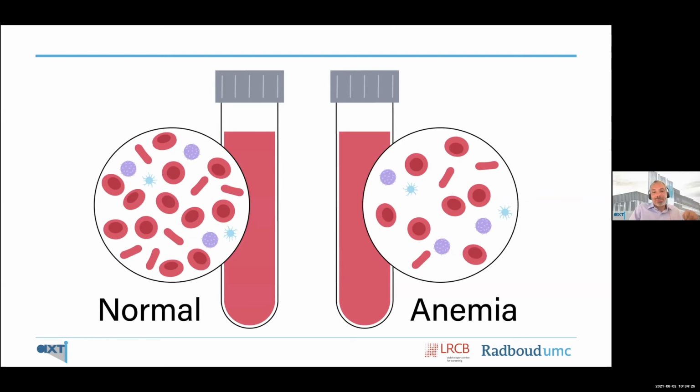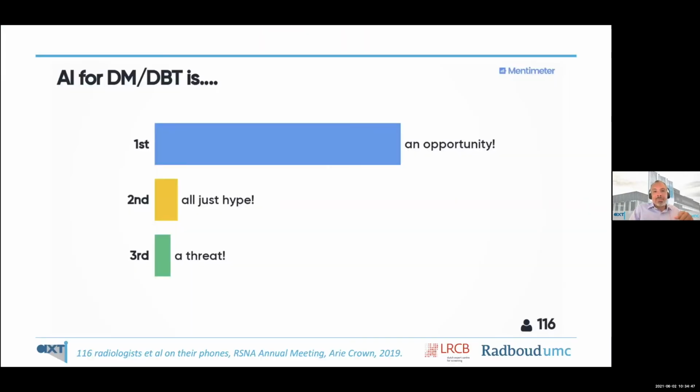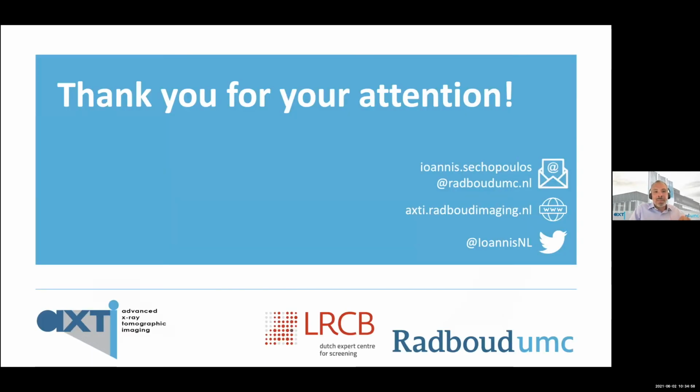And like Jeremy Wolf told me a couple of years ago, when you do a blood test, no human is counting the red blood cells in your blood. It's just put into a machine and the machine comes out with a result, and we don't question that either. So I think we have to discuss where the requirement of evidence ends. It was encouraging to see that for most radiologists, AI, at least for breast cancer screening, seems to be now an opportunity rather than hype or a threat. So thank you very much for your attention. And again, thank you for the opportunity to present today.